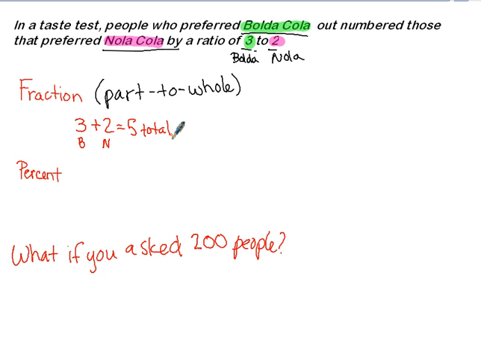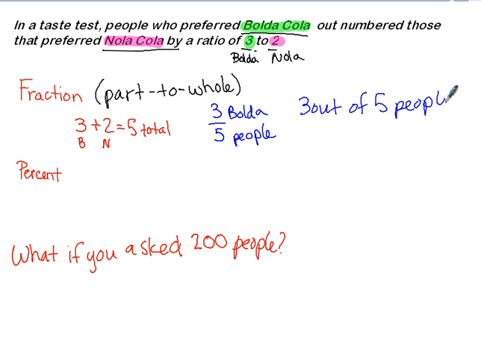total. So when we write our part to whole ratio, if I'm writing a statement about Bolda Cola, I would say 3 out of every 5 people prefer Bolda Cola. And then always label your numbers to be sure. And again, if you wrote that as a statement, it would be 3 out of 5 people prefer Bolda Cola.